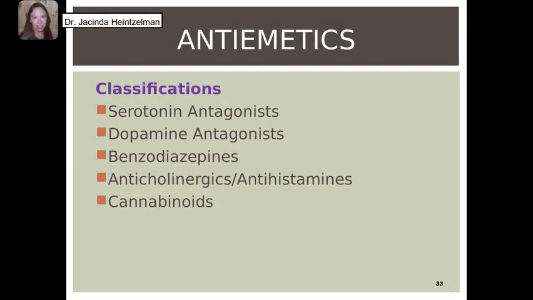So what exactly do we do for our patients if they are vomiting? Well, we do have medications, and they're going to be called antiemetics. And there's different classes of drugs that we can use. Serotonin antagonists, we can use dopamine antagonists, benzodiazepines, anticholinergics or antihistamines, and the cannabinoids.